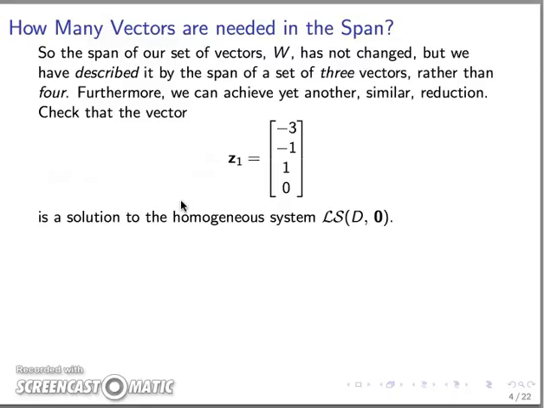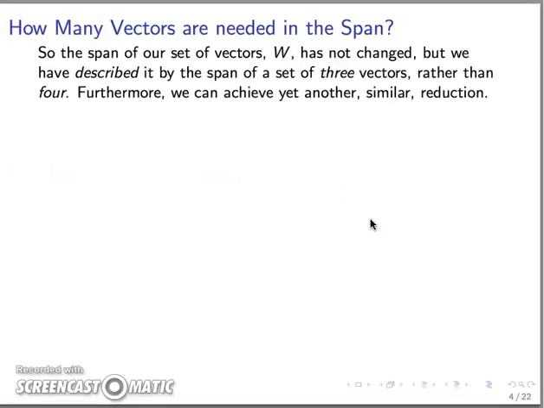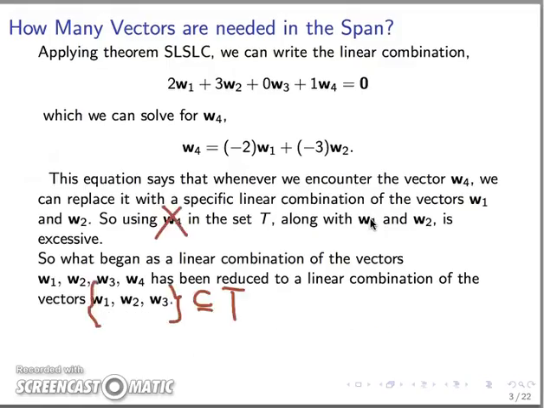Now we note that this is another solution. This vector is another solution of the homogeneous system with matrix of coefficients D. If you're wondering where this matrix of coefficients comes from, the reference here is one in the textbook.